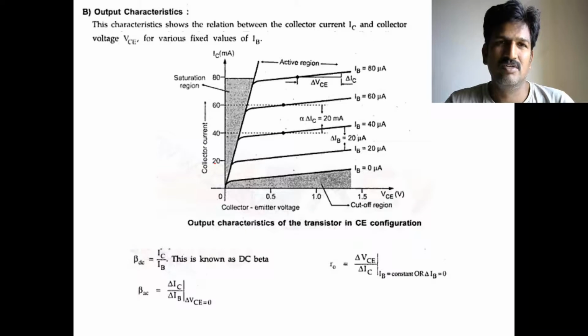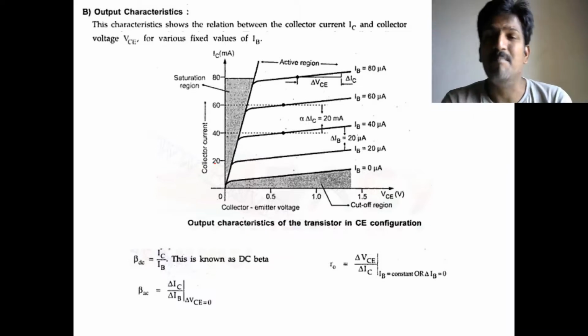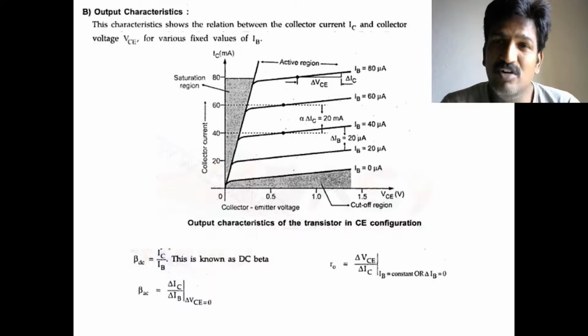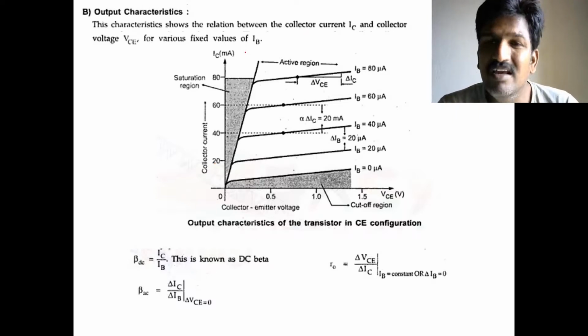Output characteristics. We have to draw the graph between the collector to emitter voltage and collector current while keeping IB constant. To keep IB constant, you have to give the required amount of external power supply as the base to emitter voltage, and fix the amount of IB current by forward biasing the base to emitter junction. Like that you have to fix it, and at the same time you have to vary the collector to emitter voltage.